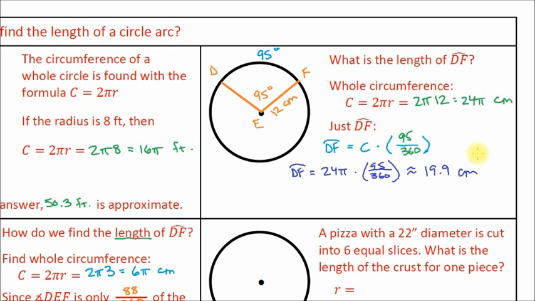I want to keep saying measure of an arc, but that's different. The measure of this arc was 95 degrees. The length of this arc, or the distance from D around the circle to F, is 19.9 centimeters.